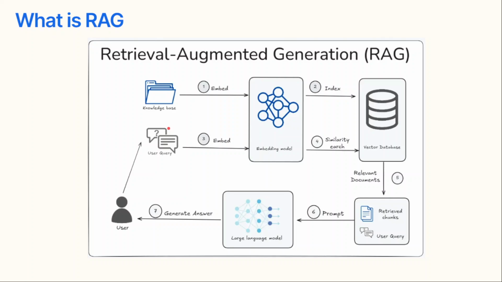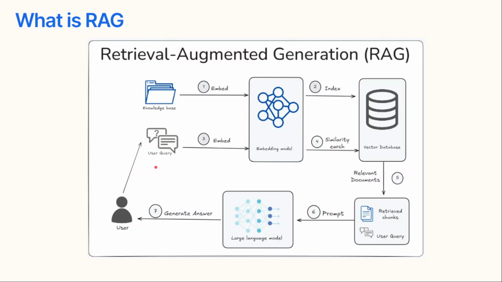Before that, if someone is very new to RAG, let me explain. RAG is nothing but retrieval augmented generation, where this chunking strategy is very popular. Basically, we have some knowledge base, we convert that knowledge base into embeddings using an embedding model, and we store them in the vector database along with the index.